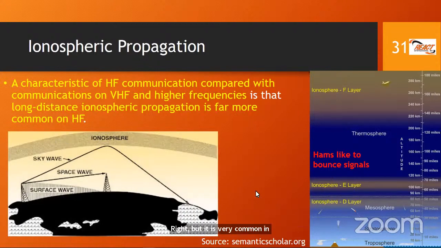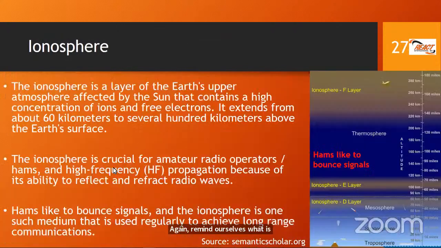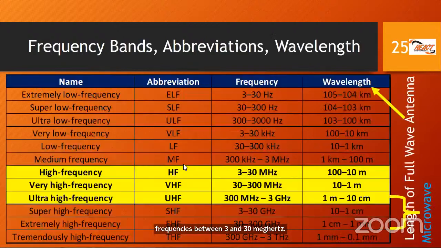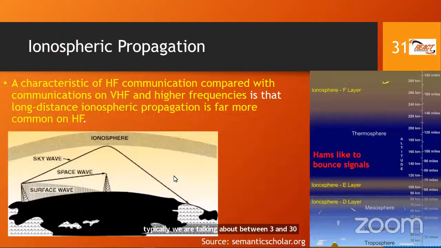HF frequencies, again, remind ourselves, what is HF? Let's just go back to the slide. We're saying HF, VHF, right? HF is frequencies between 3 and 30 megahertz. So here's the other slide, HF. Once we say HF, typically we are talking about between 3 and 30 megahertz, or approximately. Right. So HF communication, that's what we're talking about. Between 3 and 30 megahertz or so.